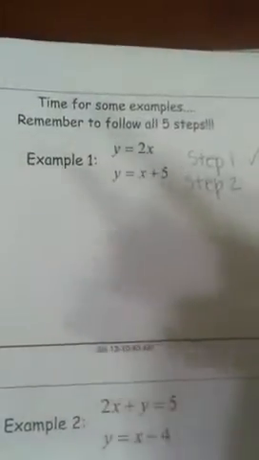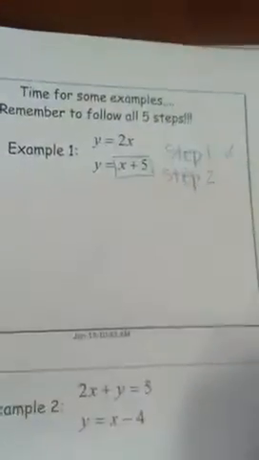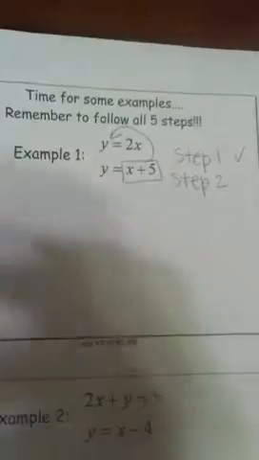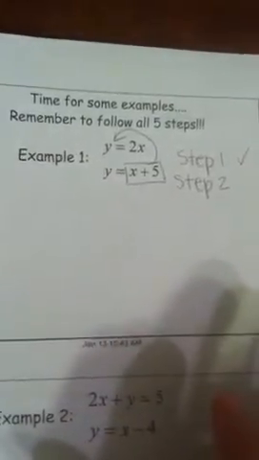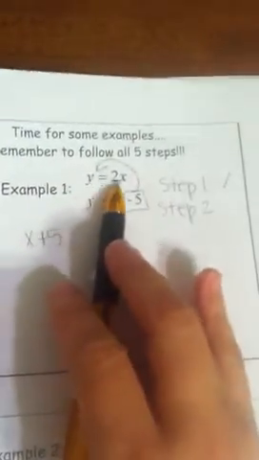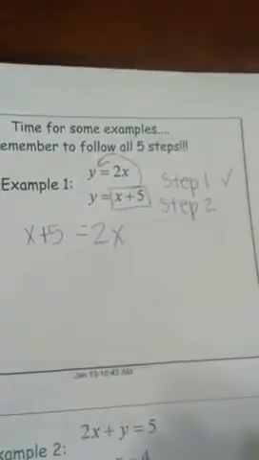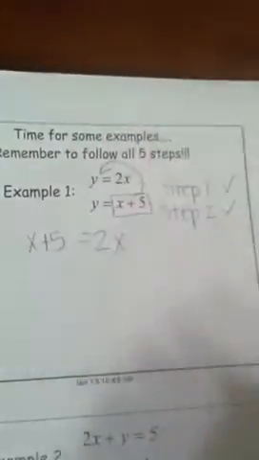Step 2 is substituting this equation, the second equation, in for y. So now in the first equation, it's no longer going to be y. We're going to plug it in as x plus 5, because as we see, they're equal. So instead of using y equals 2x, we're going to say x plus 5 is equal to 2x. So that's step 2.